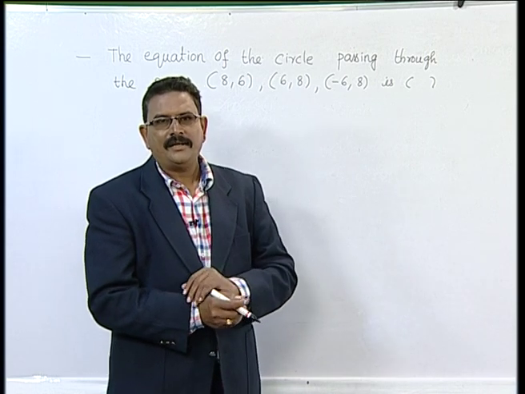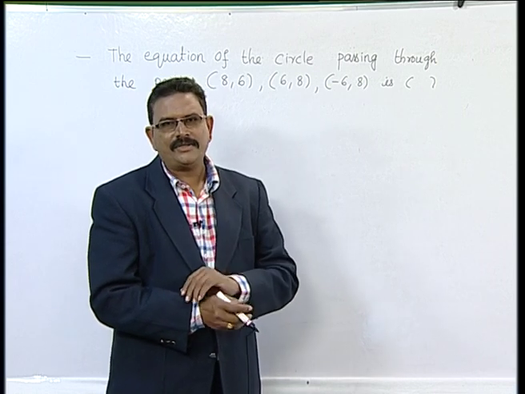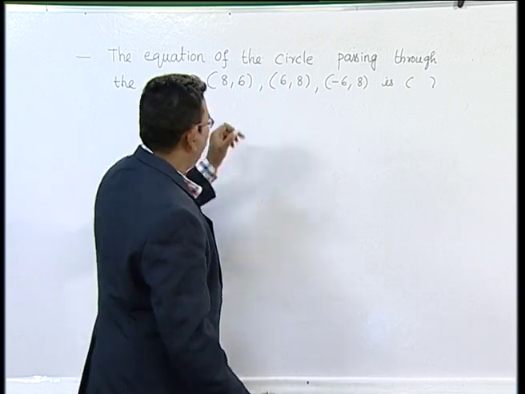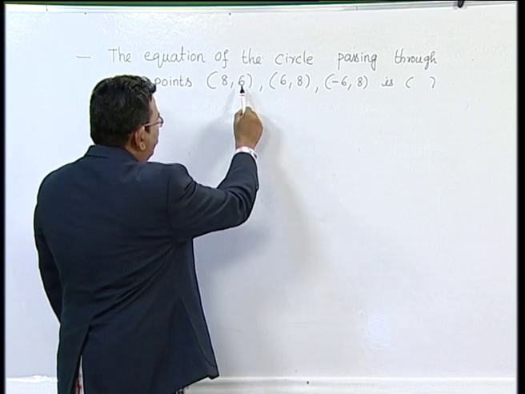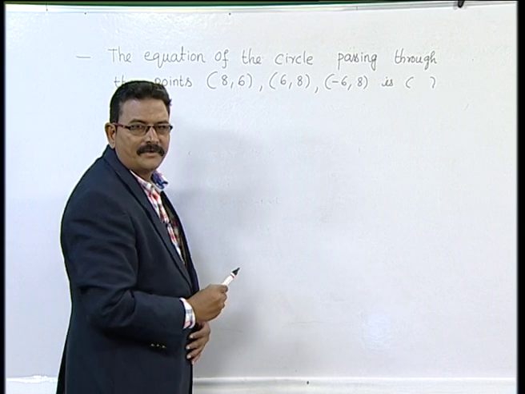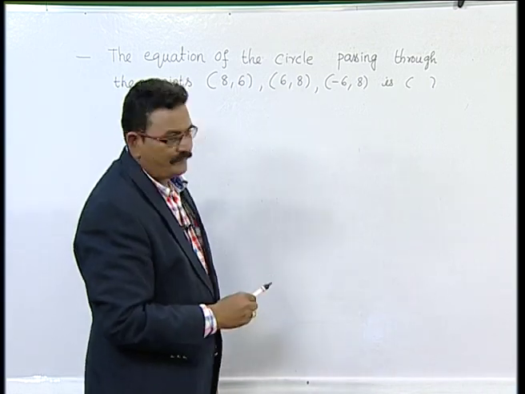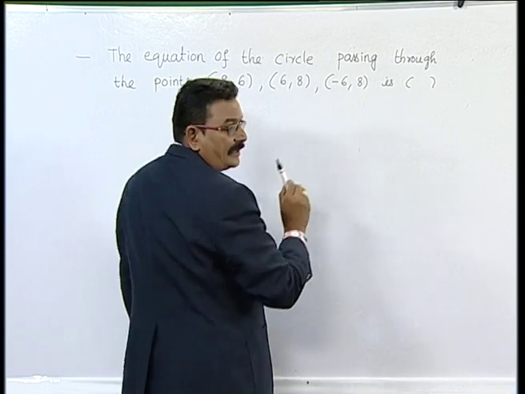But in competitive entrance examinations, I already told you, just observe the pattern. Here, pattern means: in this problem 8 squared is 64, 6 squared is 36, and 64 plus 36 is 100. Here also 36 plus 64 is 100. Here (-6) squared is also 36, plus 64 is 100.